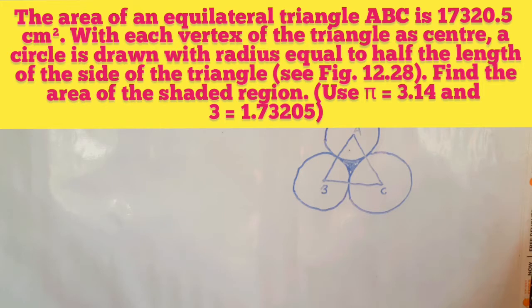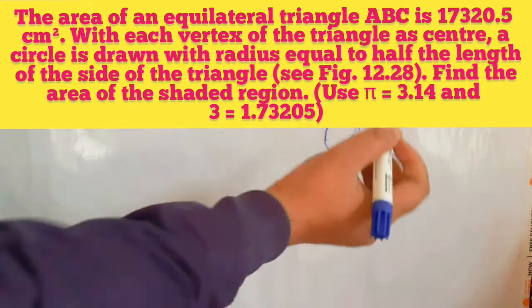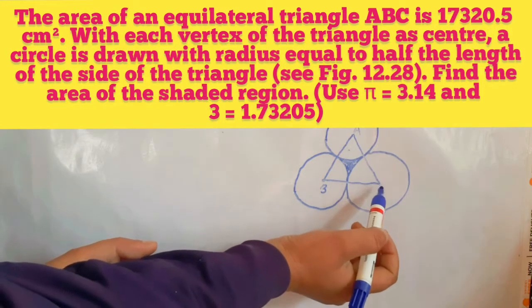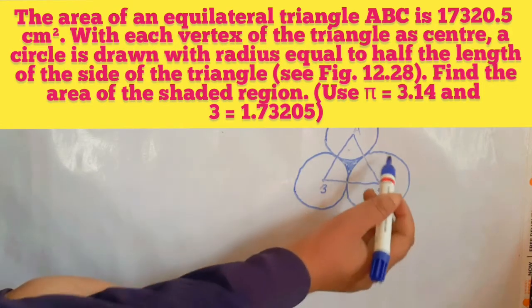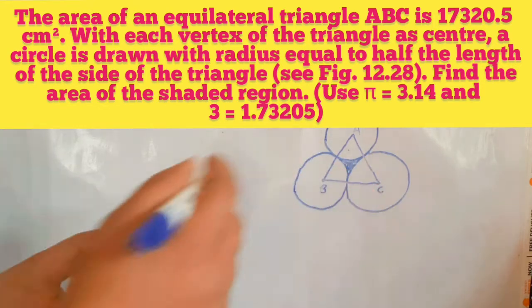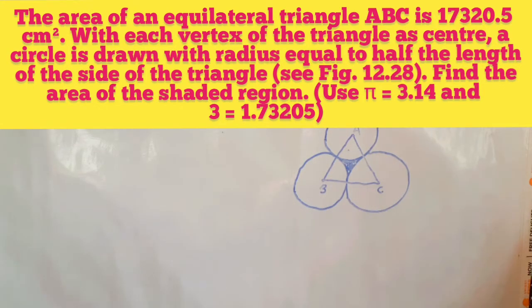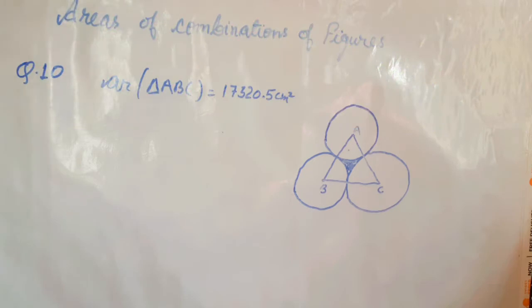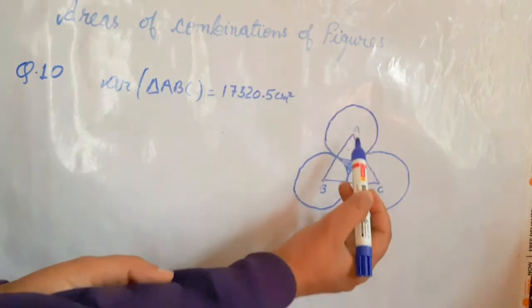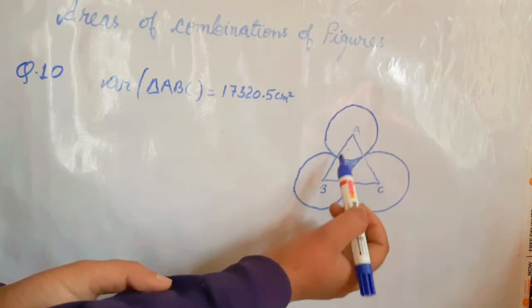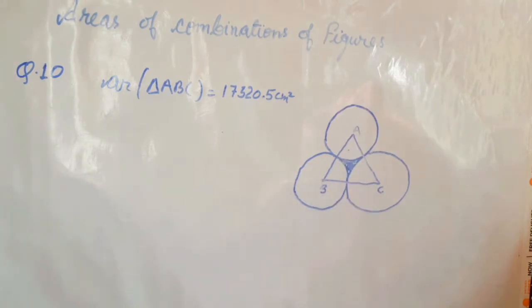Now what the question says, with each vertex of the triangle as center, a circle is drawn with radius equal to half the length of the side of the triangle. Means taking vertices A, B, C as the centers, they draw three circles which are touching each other. Then all three circles are equal and the radius of each circle will be equal to half the side of triangle ABC. Then find the area of shaded region.